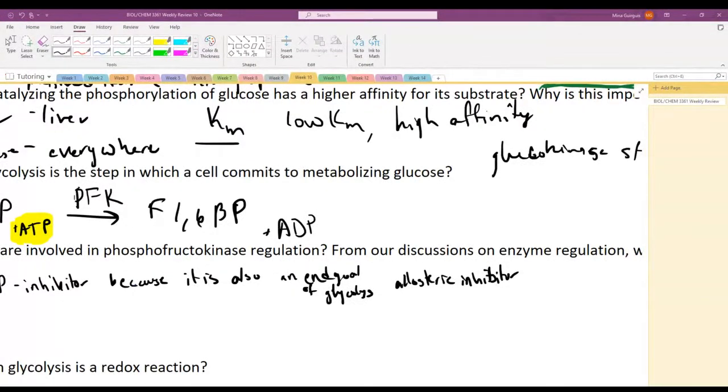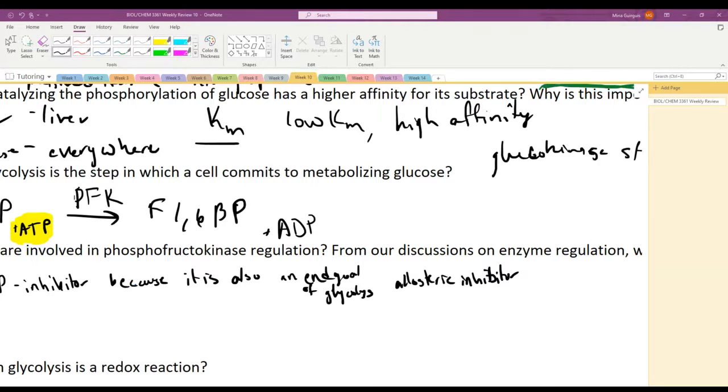So at a high concentration of ATP, PFK has a low affinity. Oh, wait, I'm sorry, let me retry that. At a high ATP concentration, the Km of PFK for fructose 6-phosphate is increased, which decreases the affinity of PFK for F6P. That decreases the reaction rate, and effectively slows down this reaction, and it stops glycolysis from committing when we already have a ton of ATP.